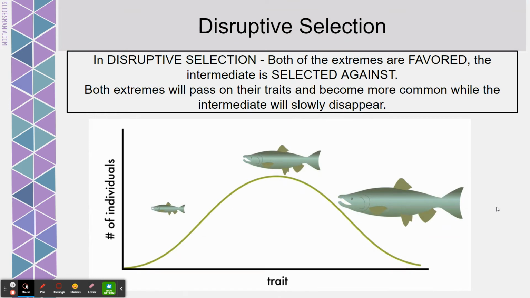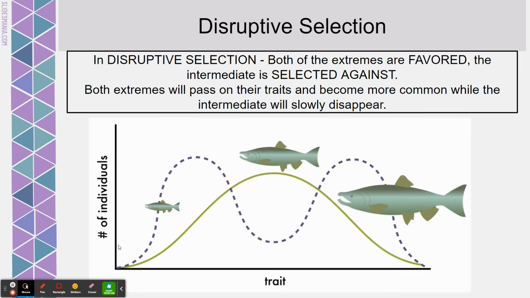The last one is disruptive. And this one, the average is actually selected against, meaning the average trait makes you unsuited for your environment and you're going to die. Instead, both extremes, so the small and the large in this case, both extremes are more fit. They're selected for. And so we're going to see both extremes increase while the average declines.